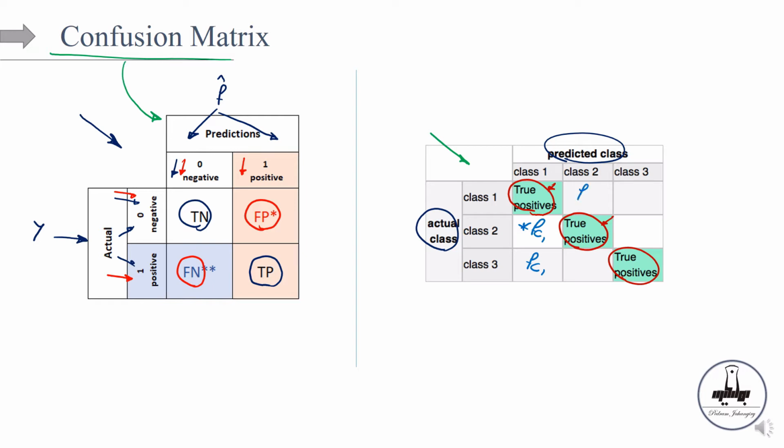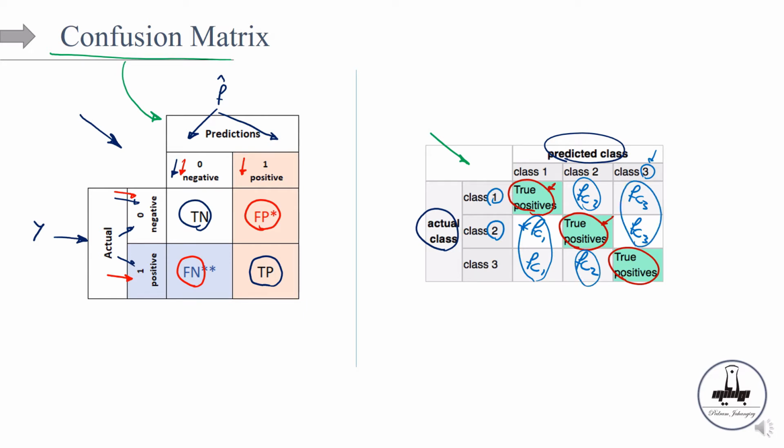What about this one? This is false class 2, because in reality it was class 1, the model predicted class 2. Same story for this one, false class 2, and finally we have false class 3 and false class 3. So in reality it was 1, but the model predicted 3, so it's false. This one in reality was 2. The model predicted 3. Again, this is false. So we have 2 false calls here, 2 false calls here for class 2 and 2 false calls for class 3.